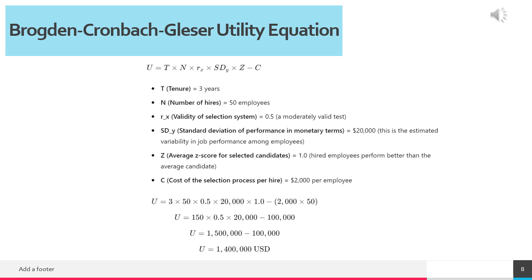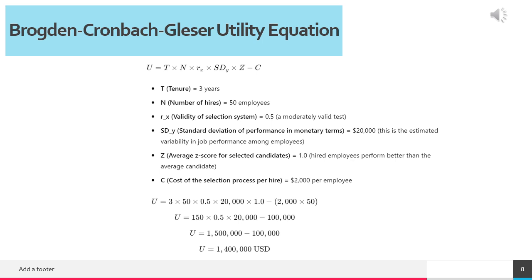So utilizing the equation below, we have tenure, which equals 3 years. Then that is multiplied by the number of employees. And for our example sample size, we're going to use 50 employees. We have a moderately tested validity of 0.5. Our standard deviation is 20,000. Our z-score equals about 1.0. And cost equals about $2,000 per employee. So if we multiply all those factors together, plus do a little subtracting here and there, we will get our total utility dollar at 1.4 USD.